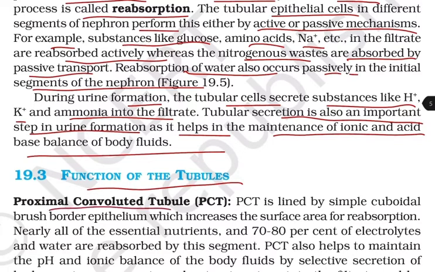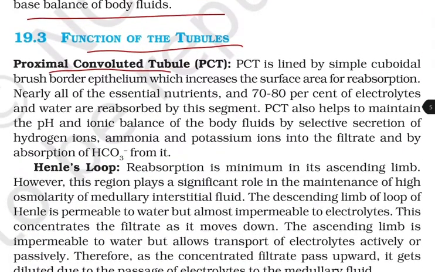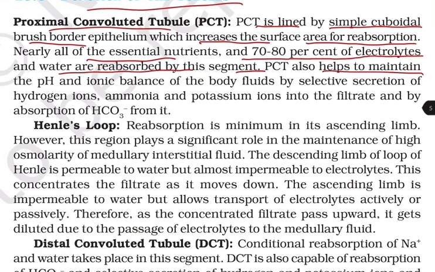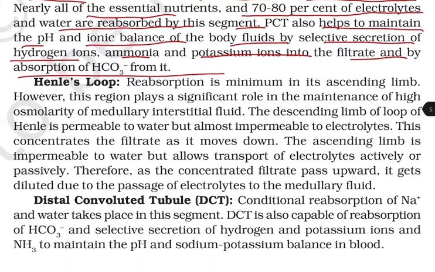Functions of the tubules. PCT, the proximal convoluted tubule. PCT is lined by simple cuboidal brush border epithelium, which increases the surface area for reabsorption. Nearly all the essential nutrients and 70 to 80% of the electrolytes and water are reabsorbed by this segment. PCT also helps to maintain the pH and ionic balance of the body fluid by the selective secretion of hydrogen ions, ammonia, and potassium ions into the filtrate and by the absorption of bicarbonate from it.